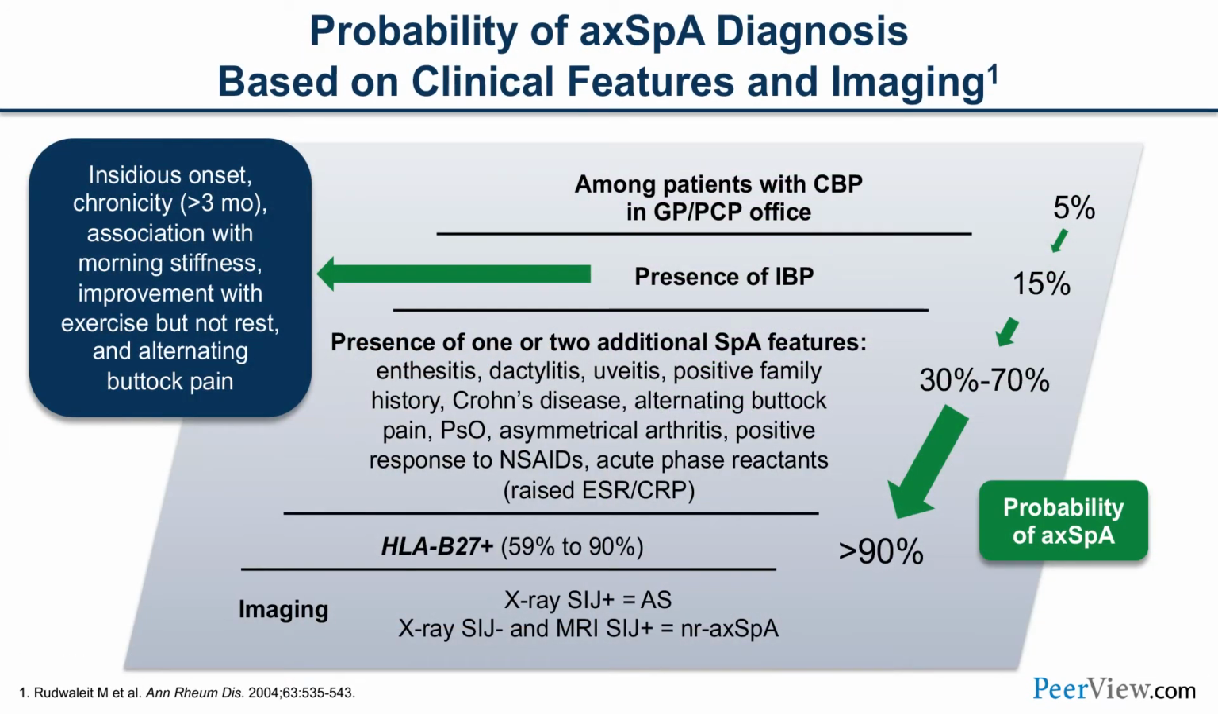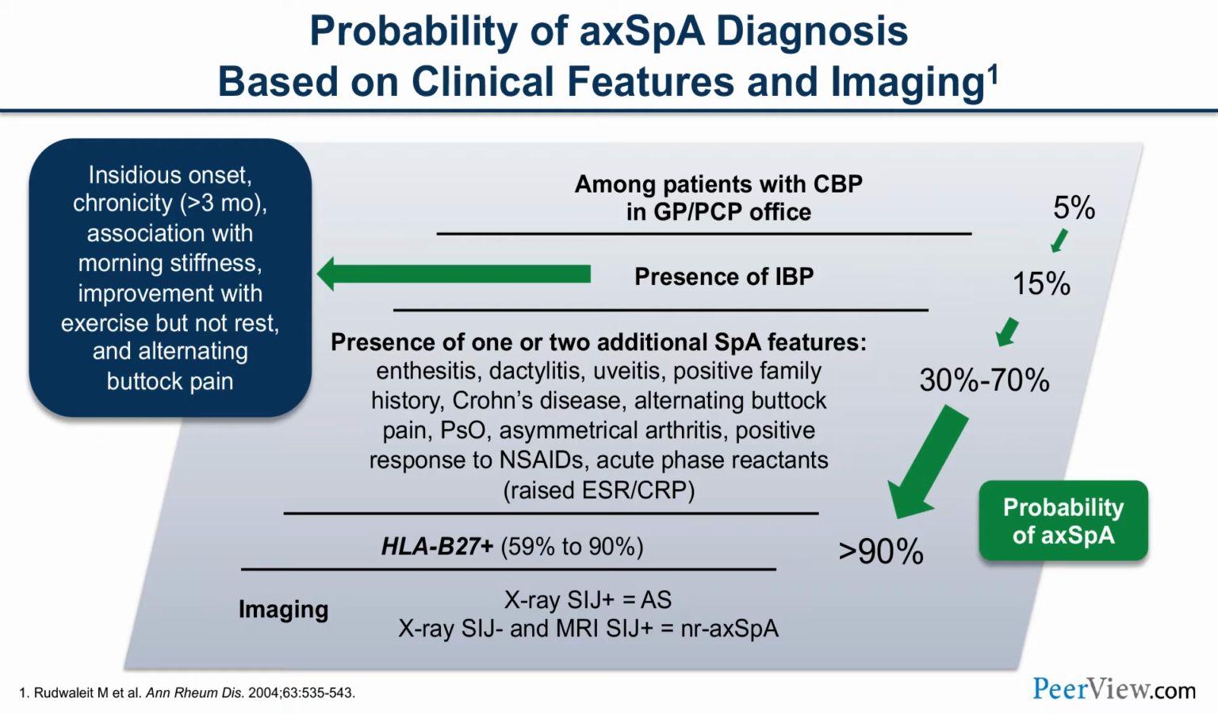Now, the probability of axial spondyloarthritis based on clinical features and imaging is an iterative process. If you just say, well, what's the chance of having spondyloarthritis among any patient in the primary care office that has back pain? Well, it's pretty low, because back pain is very common in the population. If you then up the ante and say, well, tell me something about that back pain, and I'm going to talk to you about inflammatory back pain in a minute, but that has a specific clinical feature to it. It's insidious in onset. It gets better with exercise, worse with rest. That increases the likelihood by threefold.